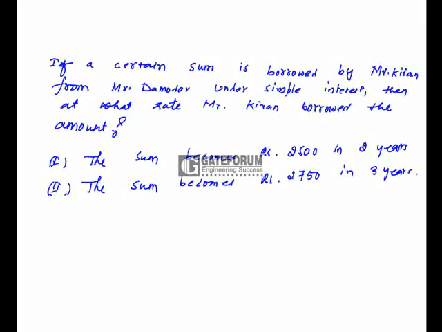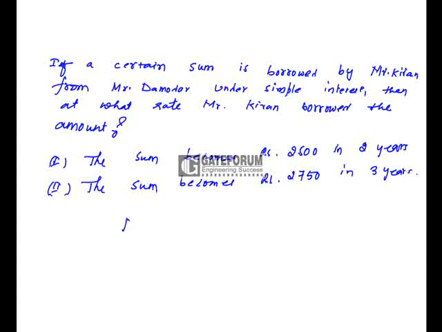Certain sum is borrowed by Mr. Kiran from Mr. Damodar under simple interest. At what rate Mr. Kiran borrowed the amount? So we have to find the rate of interest taken from Damodar by Kiran. Now, this is a data sufficiency question. Let us see statement 1. The sum becomes rupees 2500 in 2 years.